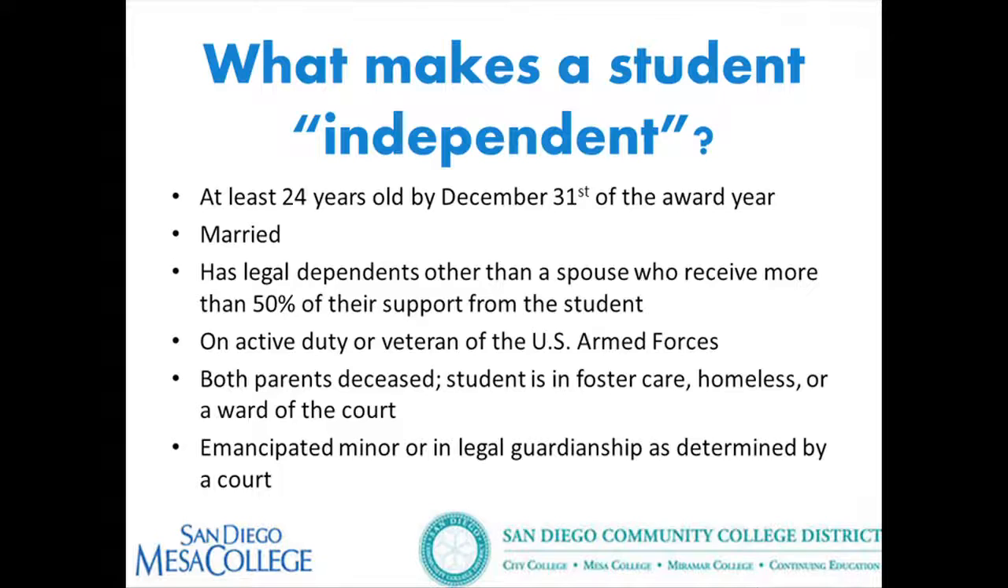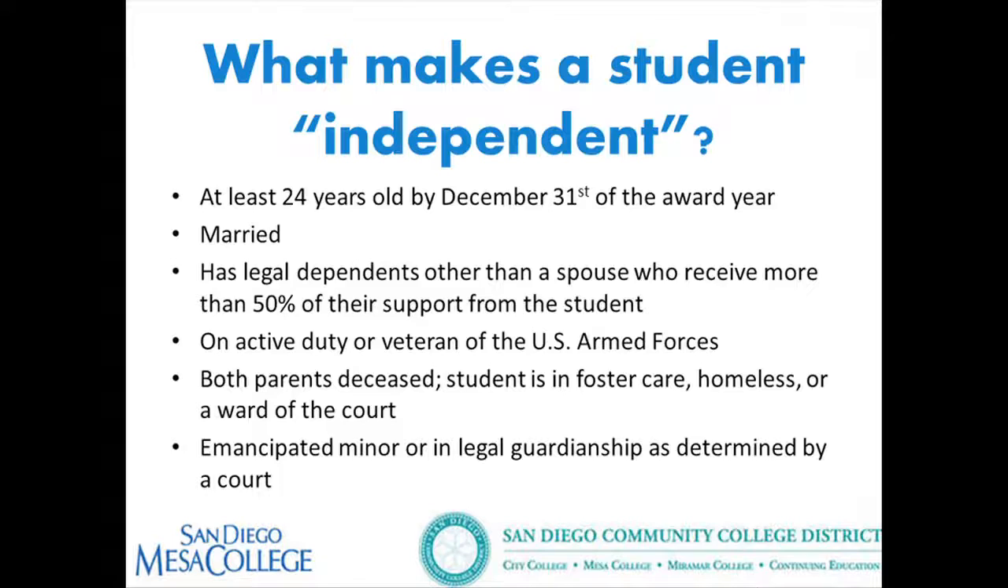So it's not just the fact that I'm 20 or 21 or 22 years old, I haven't lived at home in 4 years, I've been on my own. You're still going to be a dependent as defined by the Department of Ed, and you're still going to need to put your parents' information in, okay?